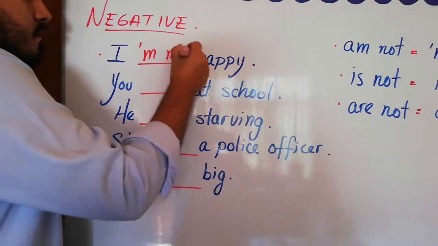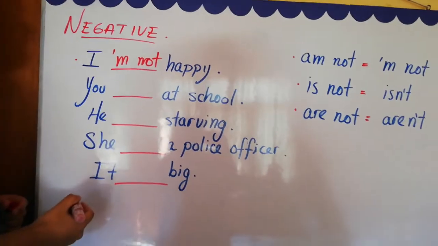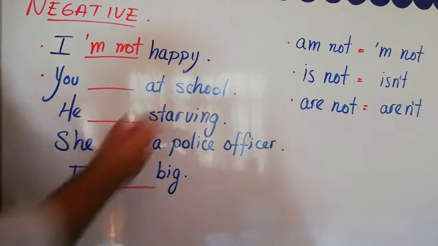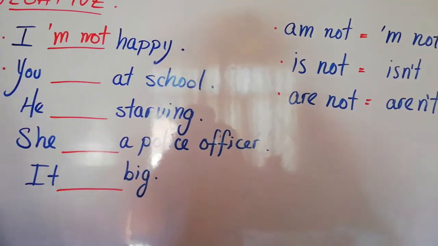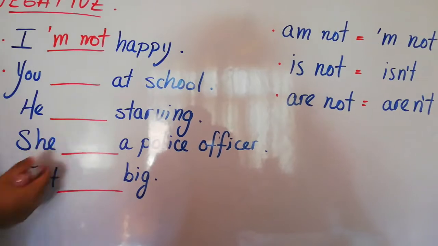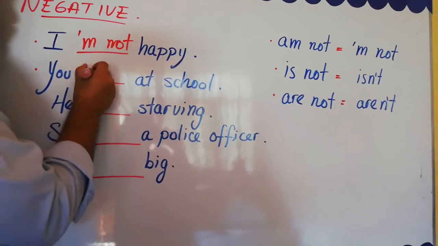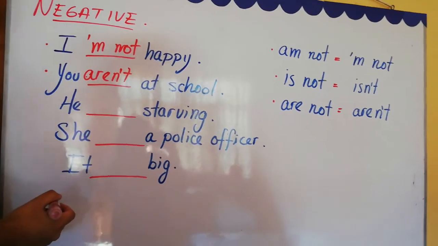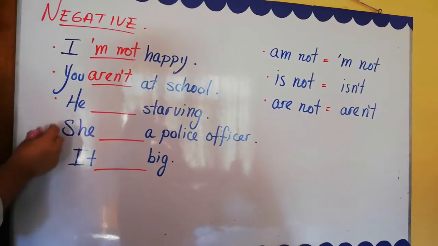I'm not happy. Correct? Perfect. Let's go with the next one. You at school. What is the correct verb be in negative? Of course, you aren't at school. Perfect. Let's go with the next one.